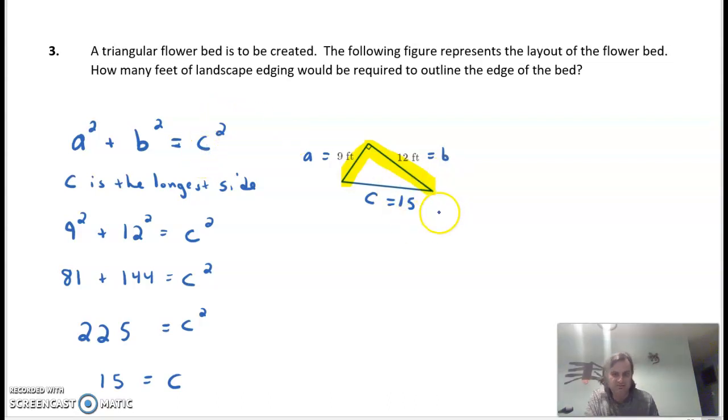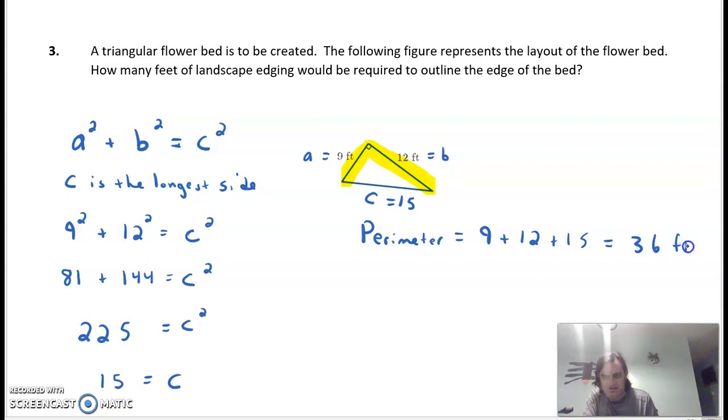But then here, we need basically the perimeter. And that would be all sides added together. So 9 plus 12 plus 15 equals, 21, I believe this is 36 feet. I'm going to do that on a calculator because I'm feeling a little weird right now. Yes, 36 feet. So it says how many feet of edging to go around there, and that's what we get.